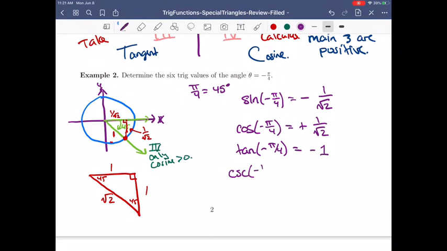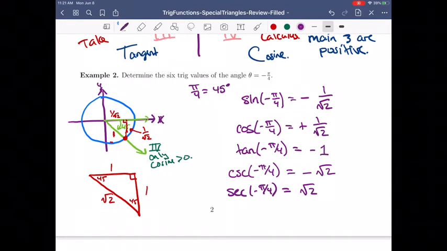So cosecant of negative pi by 4 is 1 over sine, so it's going to be negative root 2, the flip of sine. Secant of negative pi by 4 is going to be 1 over cosine, so that's positive root 2. And cotangent of negative pi by 4 is 1 over tan, so it's also negative 1.